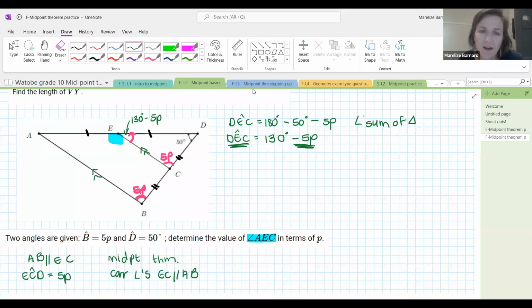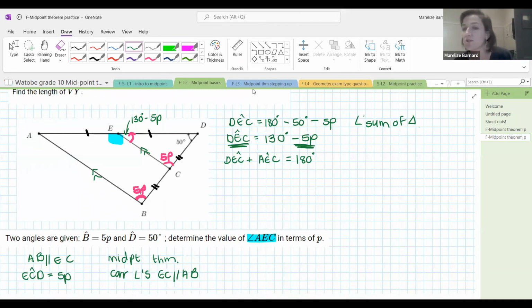Oh, hi, ma'am. I think I figured out how some of them are getting 26. So what they did was they took the angle DEC and I think they said equals 180 minus 50 minus 5p. And then they said 130 minus 5p, and then took the 5p and put it on the other side to make it positive, and then they divided the 5 by 5p to get rid of the 5 to make it p, and then divided the 130 by 5, which gets you 26. But we can't do that because where did the DEC go?